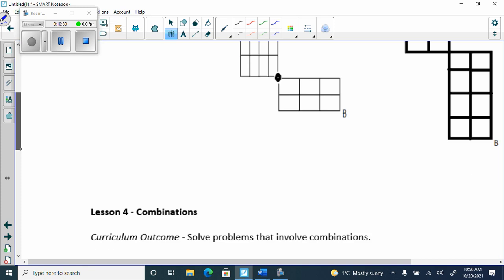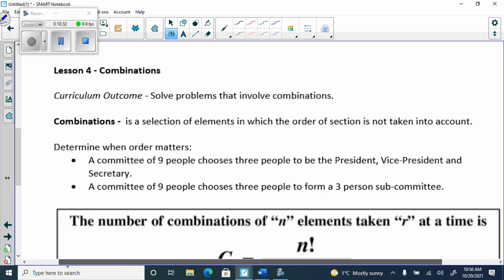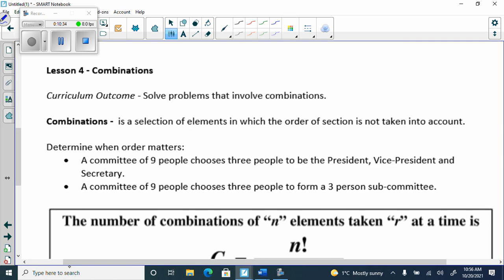So we're halfway down the sheet. We're on here. It's combinations. So we've discussed these already. Combinations is a selection of elements in which the order of the selection is not taken into account. That's what I'm supposed to say. I don't know. That's a typo.